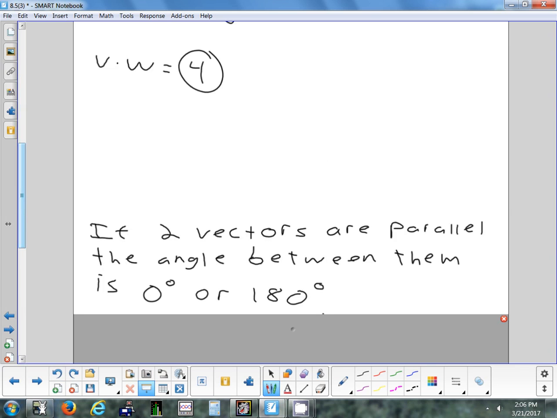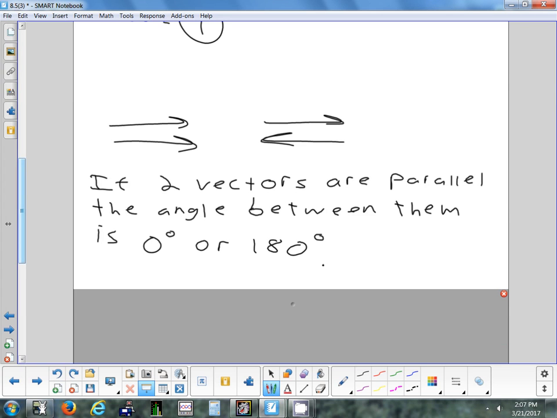If two vectors are parallel, you guys mentioned this earlier, then the angle between them is 0 or 180. This would be considered parallel: two vectors that point in the same direction, and two vectors that point in opposite directions. Both are examples of parallel.